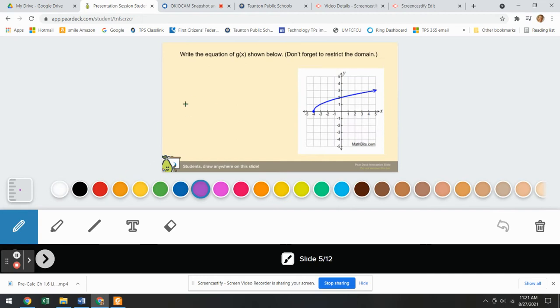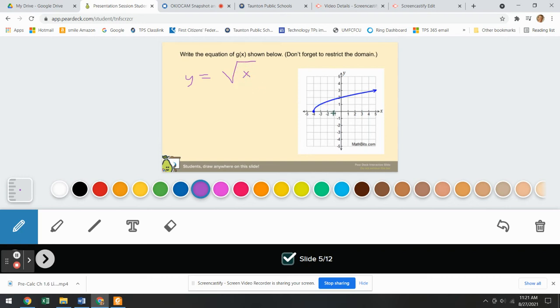So here's an equation. We can see: write the equation g of x shown below. Don't forget to restrict the domain. We'll talk about that in just a minute. So we can see that this is coming from the parent function. The parent function for this is y equals square root of x. That's our parent function. I suppose I could have said f of x. So that is our parent function.